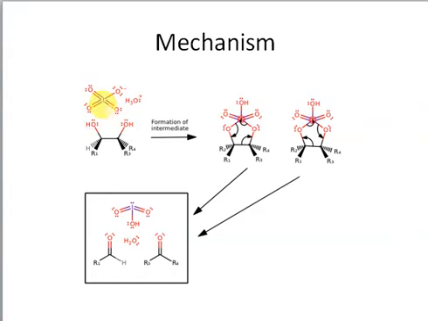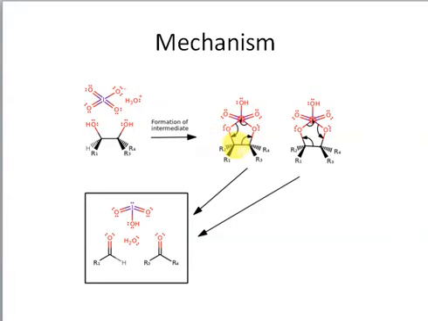So this pi electron will shift towards this iodine, and then this pi electron will move towards this oxygen. So we are forming a 5-membered transition state here. And you can see the oxidation state of iodine is still 7, so there is no change in the state of iodine in the transition state. Right, so this is our intermediate.